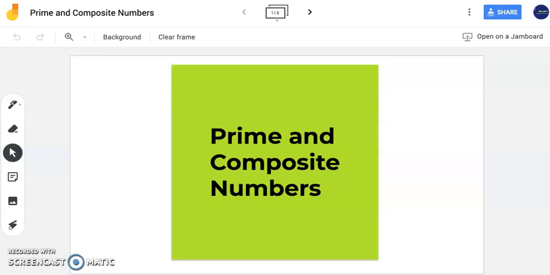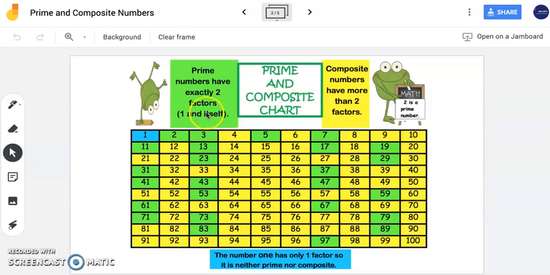Hello, today we're going to learn about prime and composite numbers. A prime number has exactly two factors, one and itself. As you can look in this chart, all the green numbers are prime numbers because they only have two factors, one and itself. So let's take a closer look at those numbers that are highlighted green.